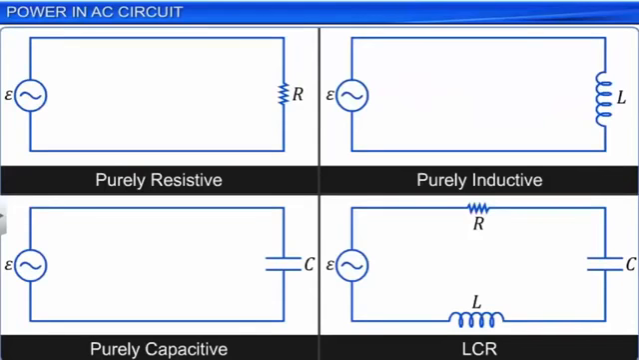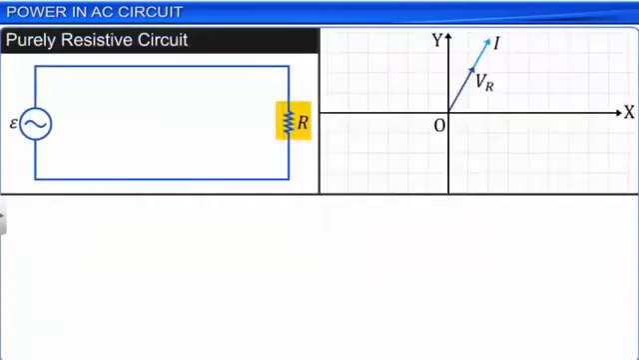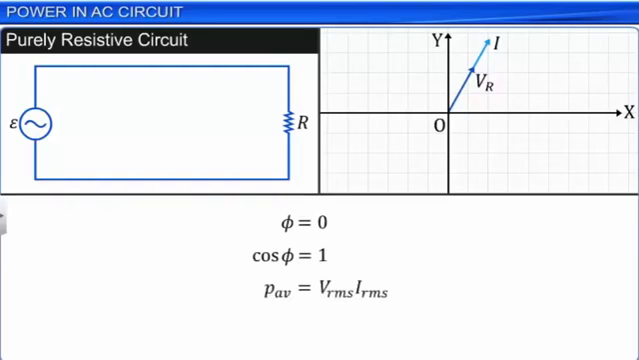Let us observe the variation in the power dissipation across various AC circuits based on variation in the power factor. If a circuit has only a resistor, it is called a purely resistive circuit. In this case, since the phase difference between the AC voltage across the resistor VR and the current I is 0, that is, the value of cos phi is 1. It implies that the power factor is maximum or unity. Hence, power dissipation is the highest in a purely resistive circuit.